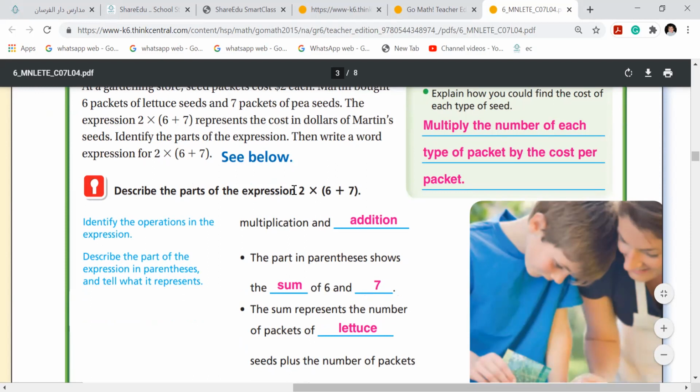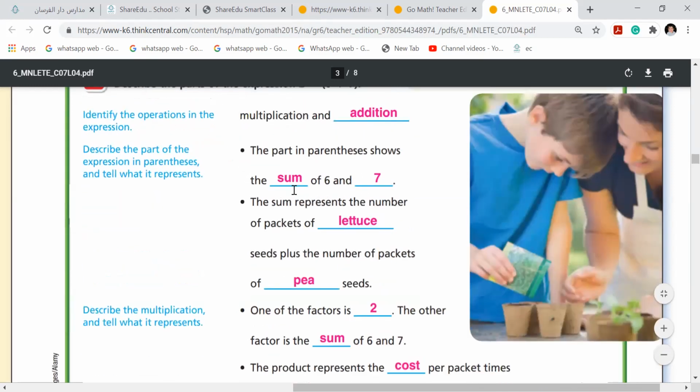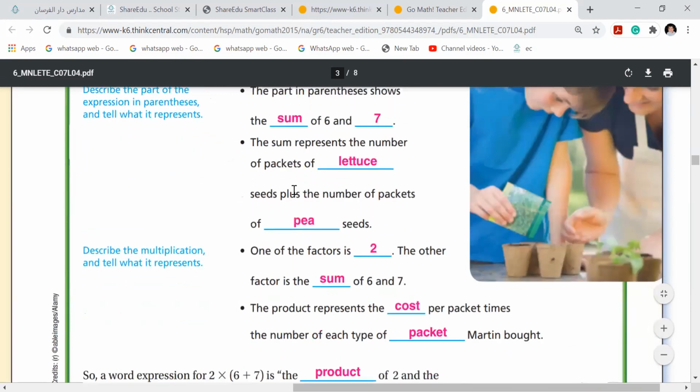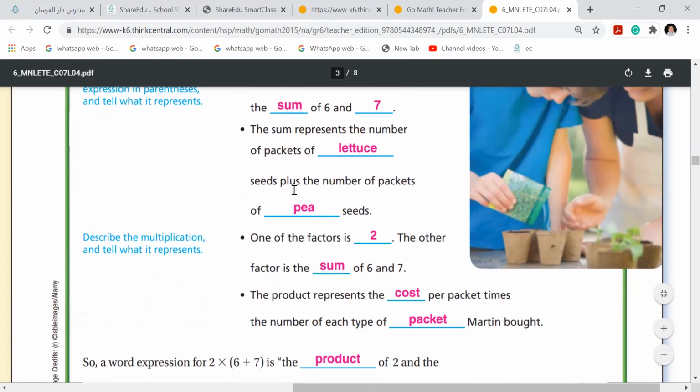The sum represents the number of packets of lettuce seeds plus the number of packets of pea seeds. Am I correct? Yeah. And one of the factors is 2, the other factor is the sum of 6 and 7. The product represents the cost, the number of each packet Martin bought.